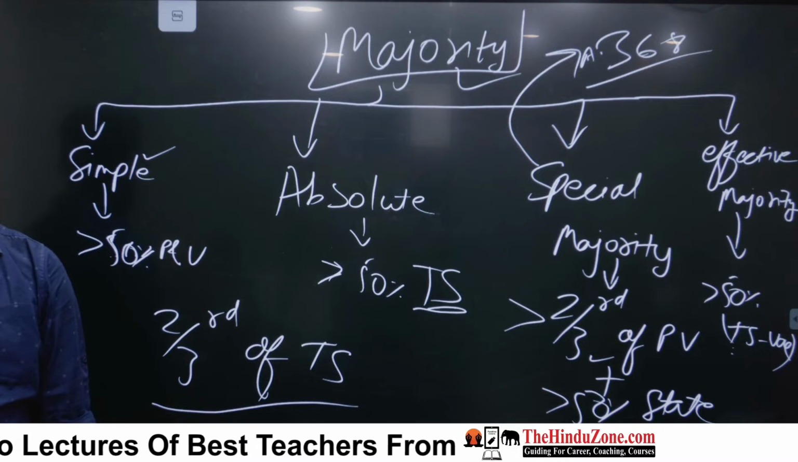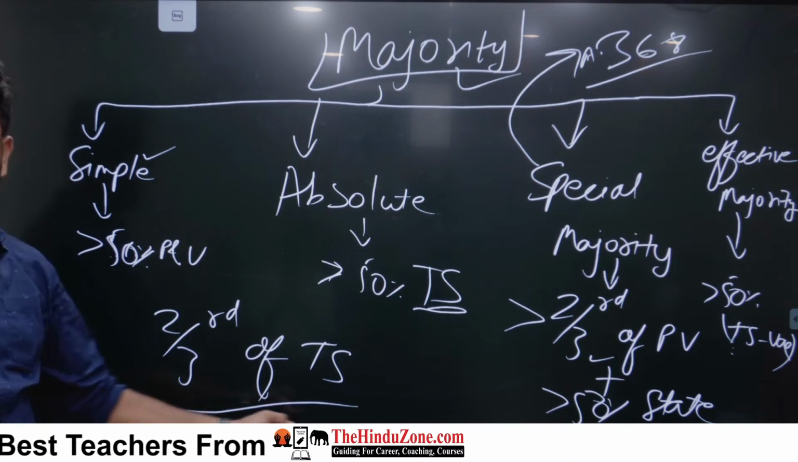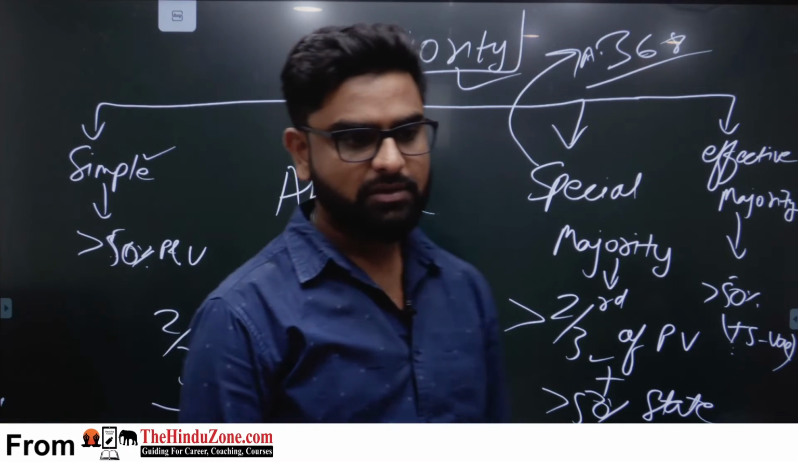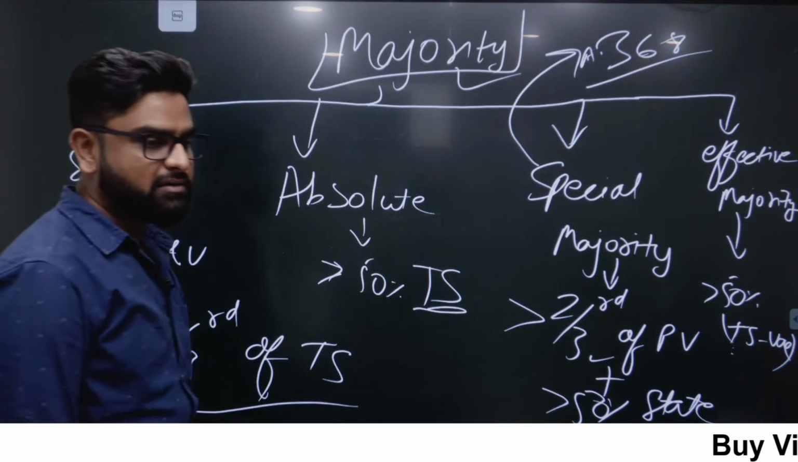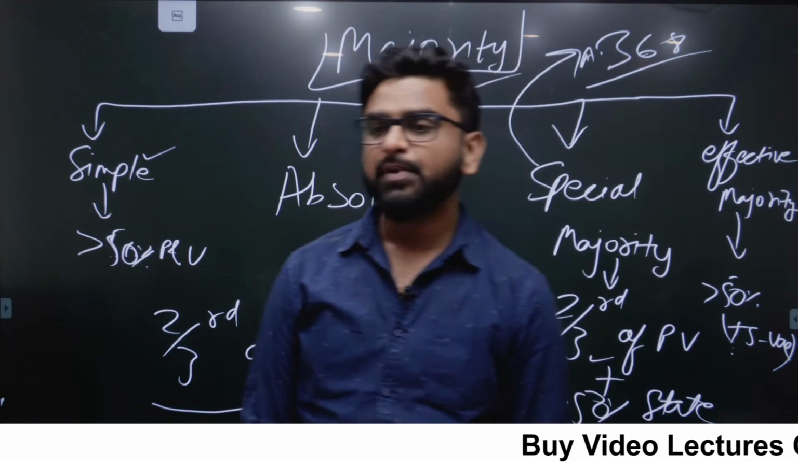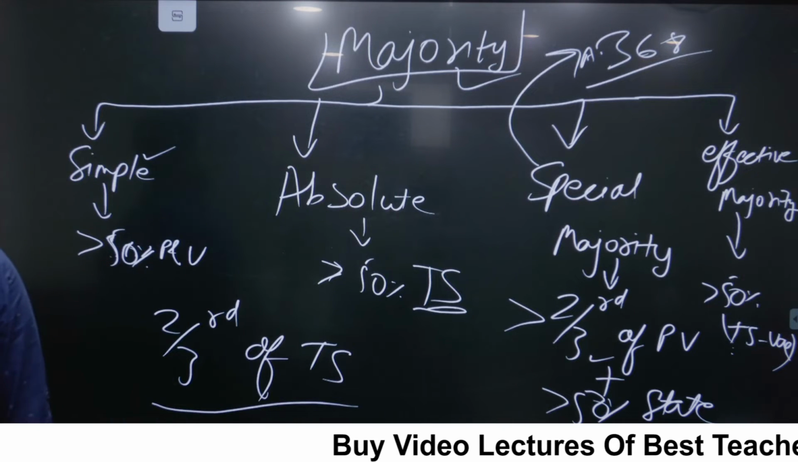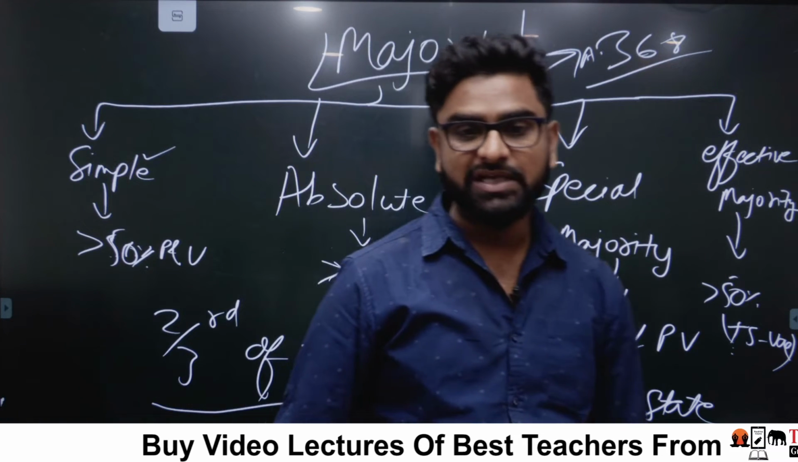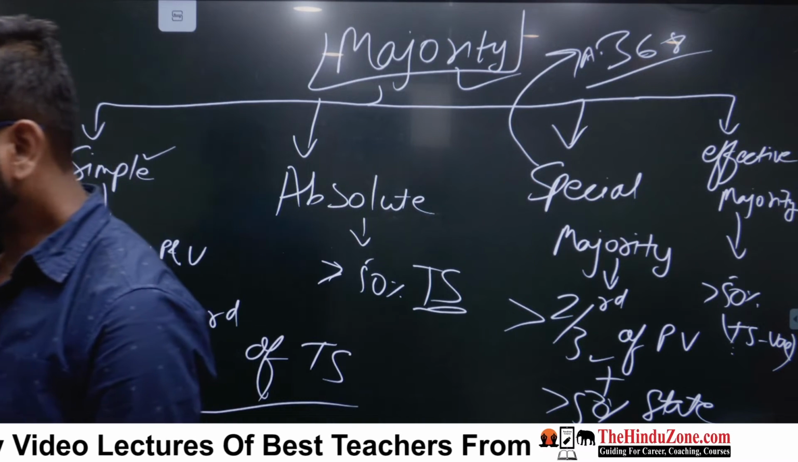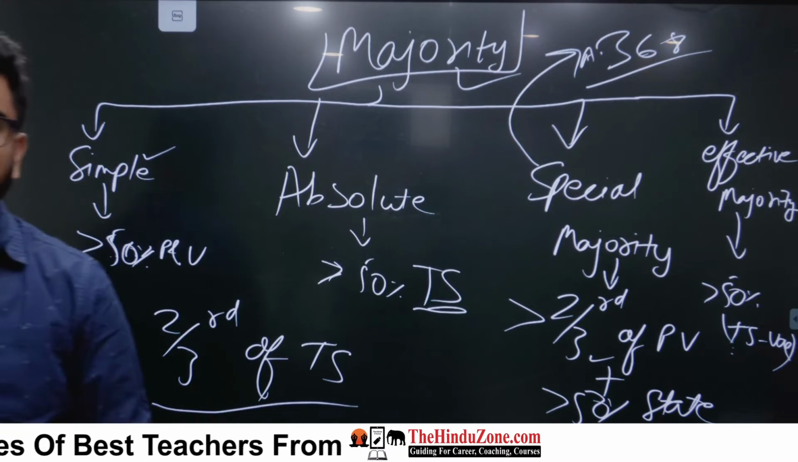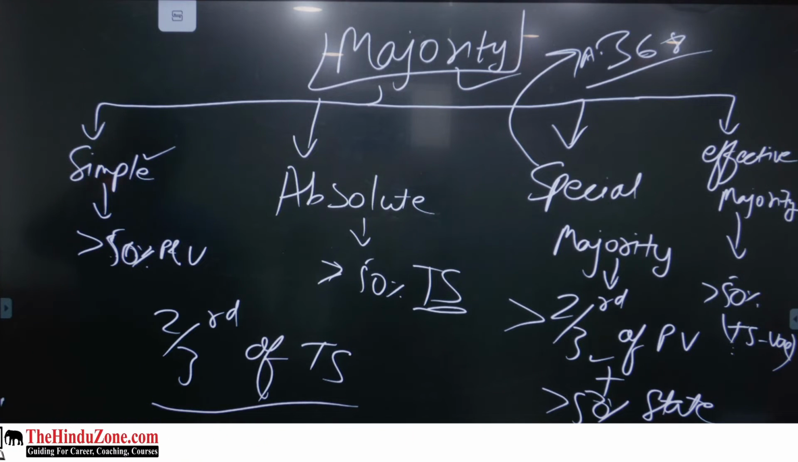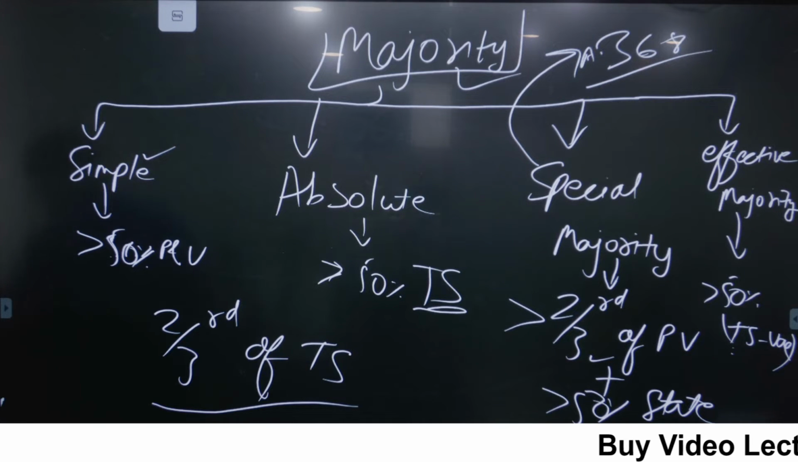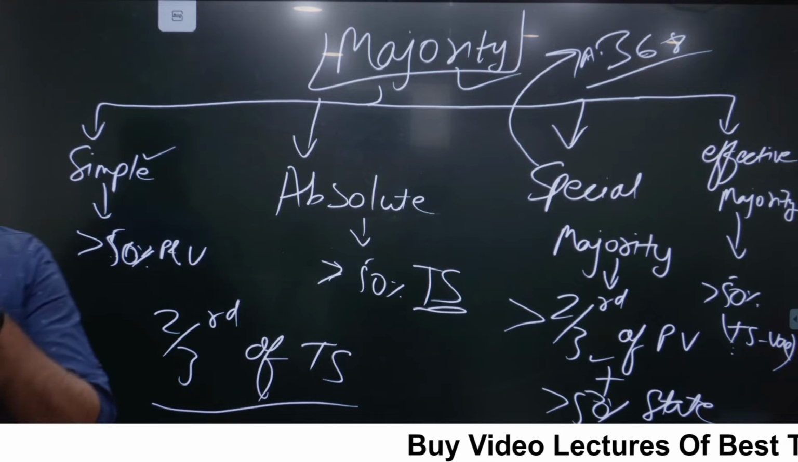Write it down: impeachment of the president. Then you can write the majority used. Within this, the majority used is 2/3 of total strength. Is it clear to everyone?